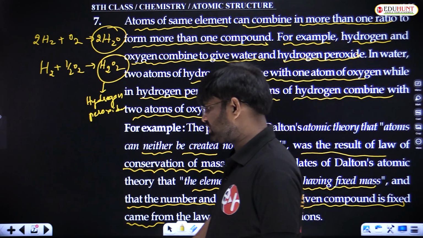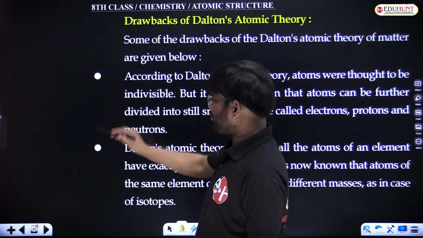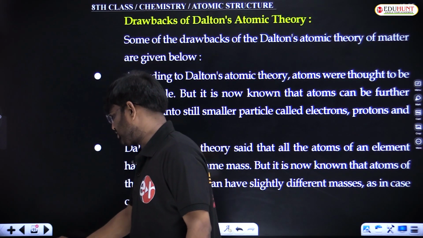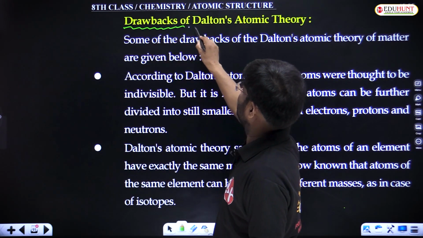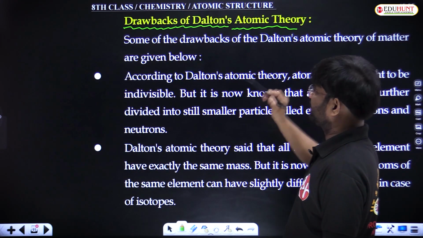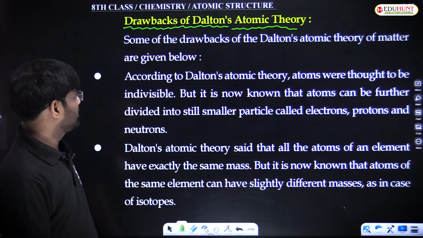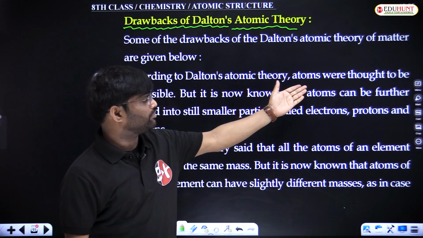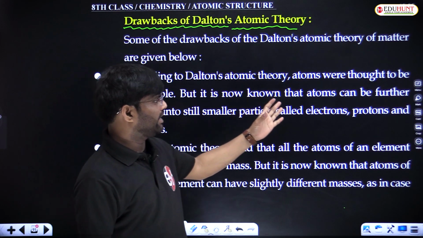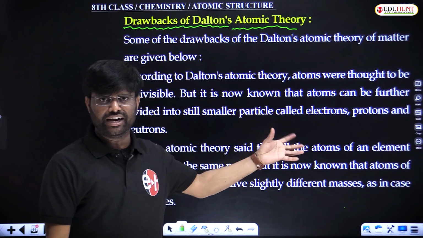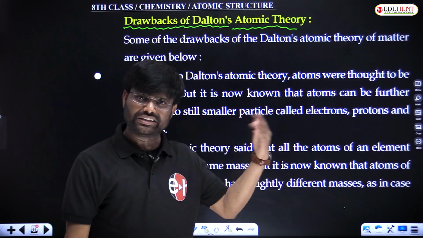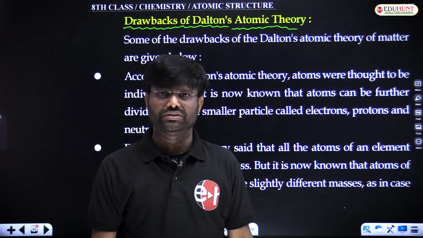Let's go to the next topic. Let us see the drawbacks of Dalton's atomic theory. What are the drawbacks of Dalton's atomic theory? According to Dalton's atomic theory, atoms are indivisible particles. There is no other particle after the atom.